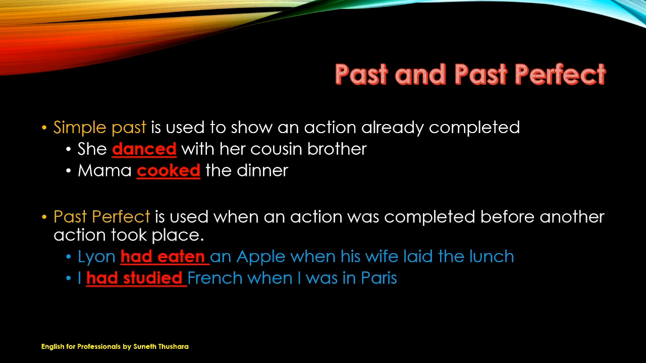And then past perfect is used when an action was completed before another action took place. Now understand properly. Past perfect is used when an action was completed before another action took place. So it has completed before another action took place. Now, Leon had eaten an apple when his wife laid the lunch. So what has happened here? Leon had eaten an apple. Now, what has his wife done? She has laid the lunch.